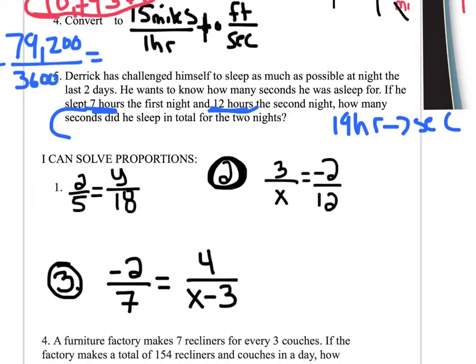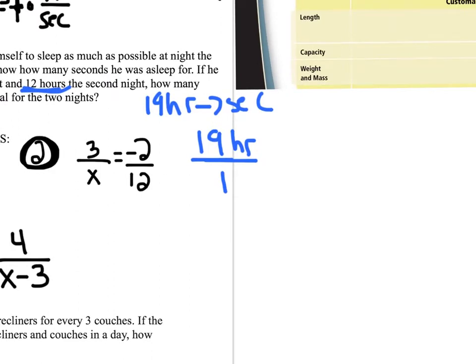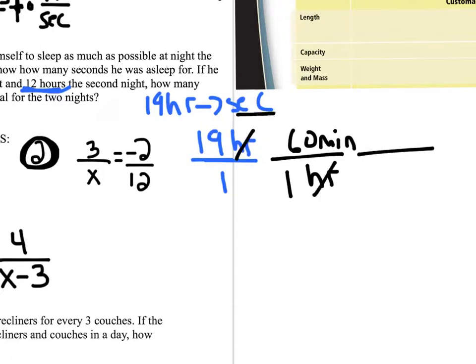Hopefully we can do that simple conversion there, right? 19 hours, put it over 1. And let's make that quick conversion. You could probably do that without even looking at anything, right? Hours I need to get rid of. 1 hour is 60 minutes. And then we know we got hours done. We're left with minutes, but we want seconds, so get rid of minutes. Seconds on top. 1 minute is 60 seconds. So really I'm multiplying 19 by 60 and by 60.